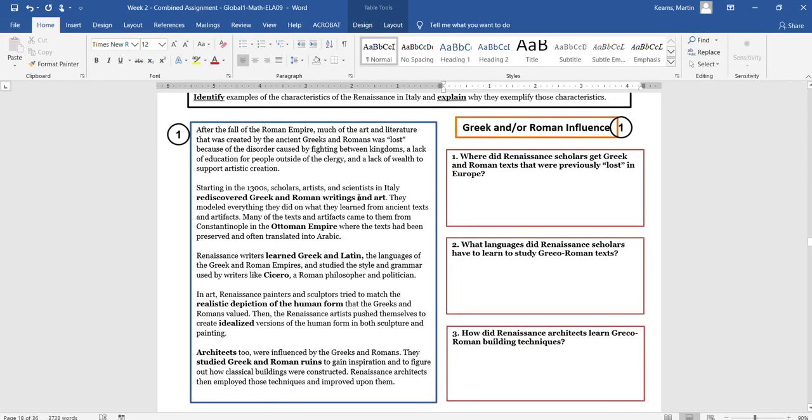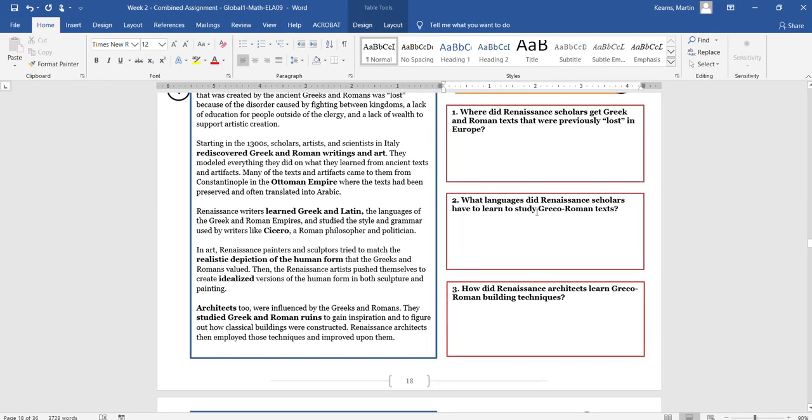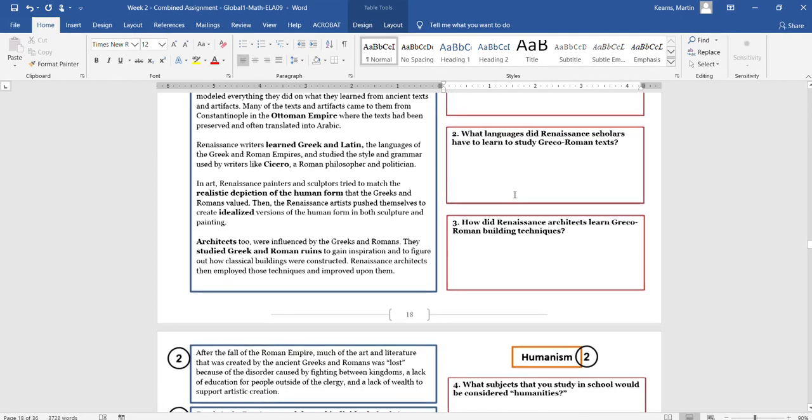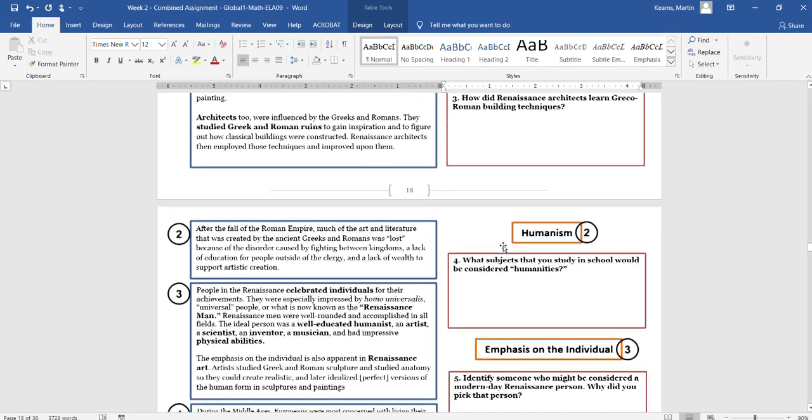So you're going to answer the questions based on the text we just read. All right. Where did Renaissance scholars get Greek and Roman texts that were previously lost in Europe? What languages did Renaissance scholars have to learn to study the Greco-Roman texts? And how did Renaissance architects learn Greco-Roman building techniques?